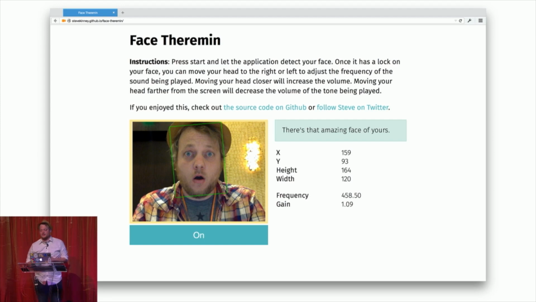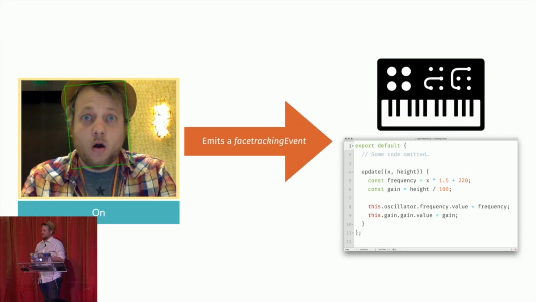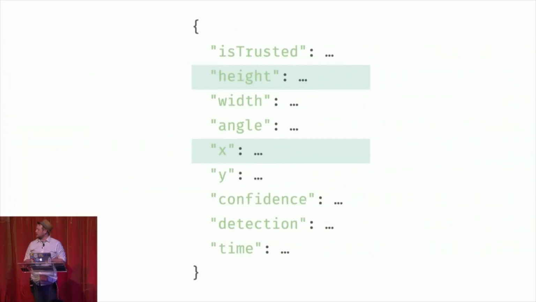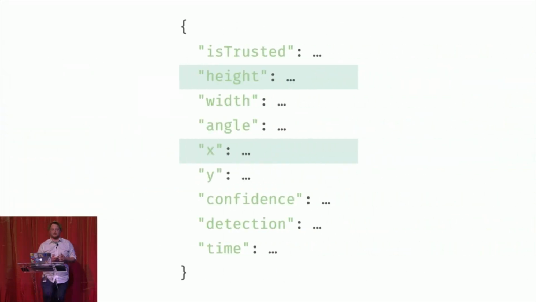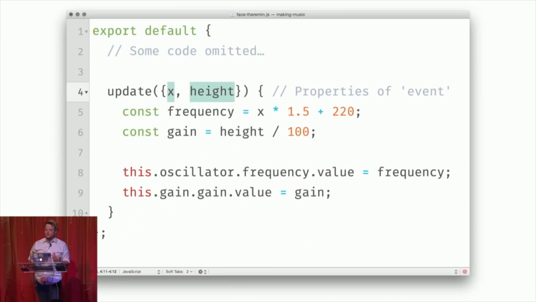Basically, most of the heavy lifting was done by some face tracking library I totally don't understand. But what the library does is emit face tracking events, which have a whole bunch of properties. I really only care about, in this case, height, which is when I stood back or came closer, the size of the box that my face was in. I've got a big head, so I had to stand really far back. And the x-axis, which is right or left. I take those two properties and do a little funny business to make sure I don't create a really obnoxiously high-pitched sound.